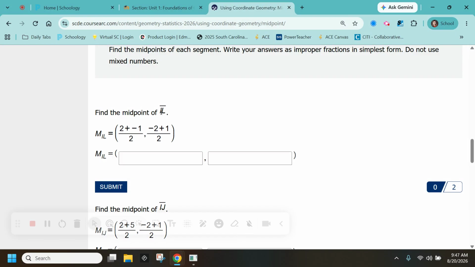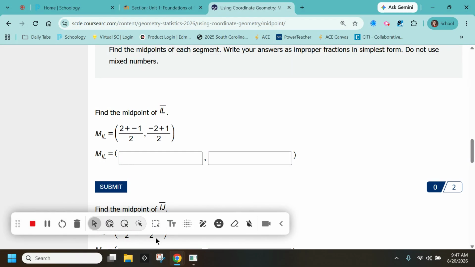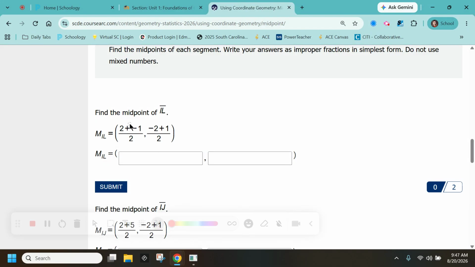Find the midpoint of side IL. They've already substituted in the coordinates. And so we just have to finish it. So 2 plus a negative 1 is just 1. Negative 2 plus 1 is negative 1. And it says to leave your answers as improper fractions. So this is going to be 1/2 and negative 1/2, in simplest form, sorry. Improper fractions in simplest form. Do not use mixed numbers.